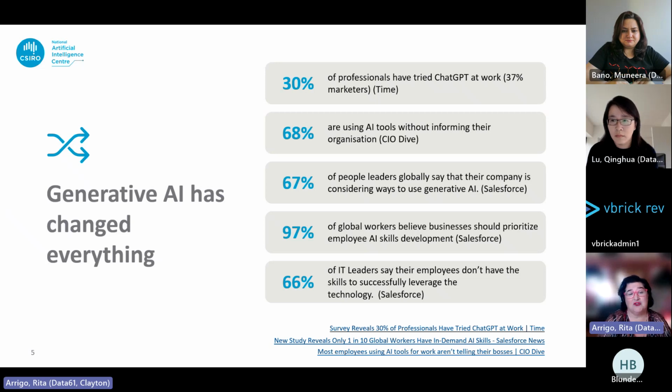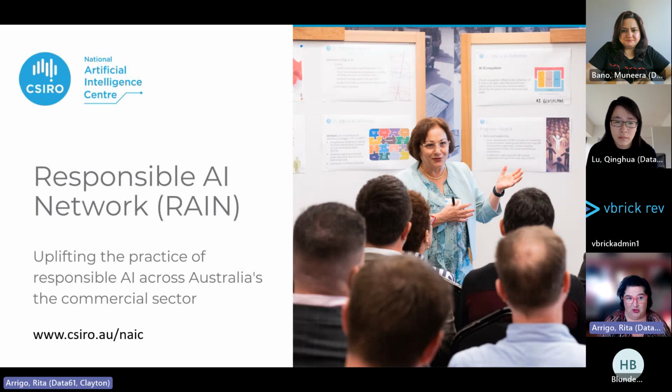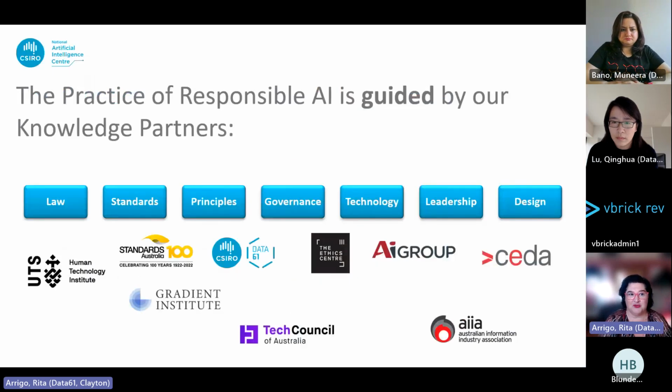So today, we're really trying to embrace these changes that generative AI and responsible AI is bringing with the Responsible AI Network, which is about uplifting the practice of responsible AI across Australia's commercial sector. And we're doing that across a range of pillars: law, standards, principles, governance, technology, leadership, and design. Today, we're focusing on the work that CSIRO Data 61 does across principles, governance, and technology and design.